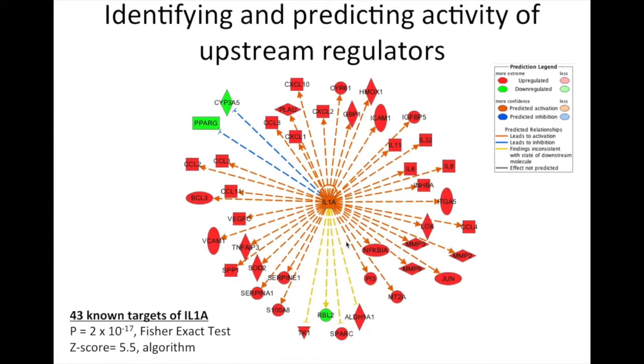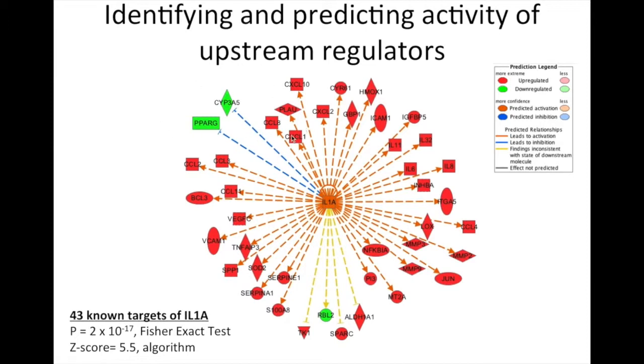So this is the upstream regulator function of IPA, or Ingenuity Pathway Analysis. Given here in the middle is this chemokine, interleukin 1A. And I never see it change. It's in your bloodstream, so it's produced somewhere else. We never see this production, but it travels to the tissue and we see its effect.